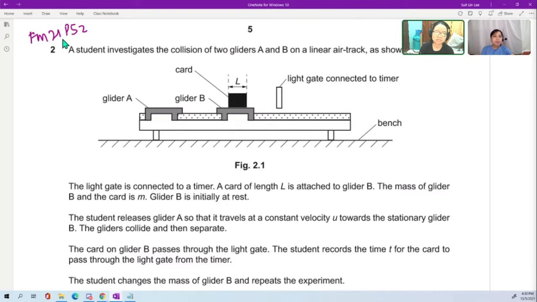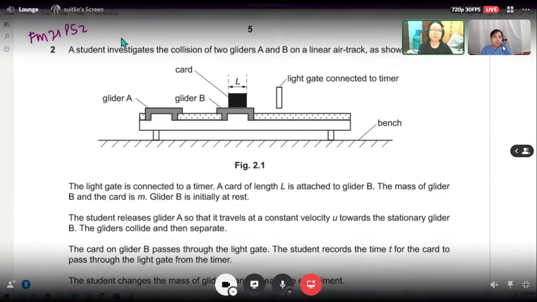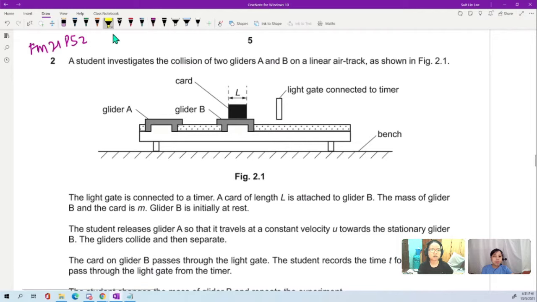A student investigates the collision between two gliders A and B on a linear air track. So you have glider A here, and it's going to whack into glider B. A light gate is connected to a timer. Please observe the light gate. It is floating in mid-air.